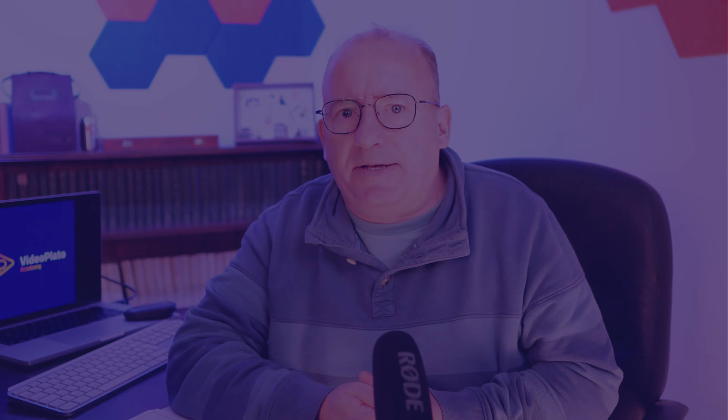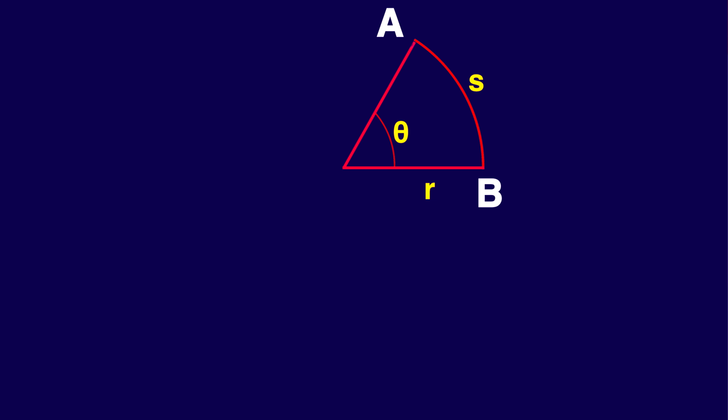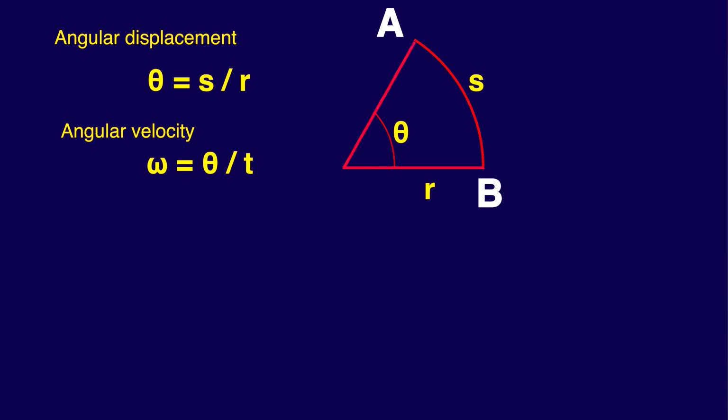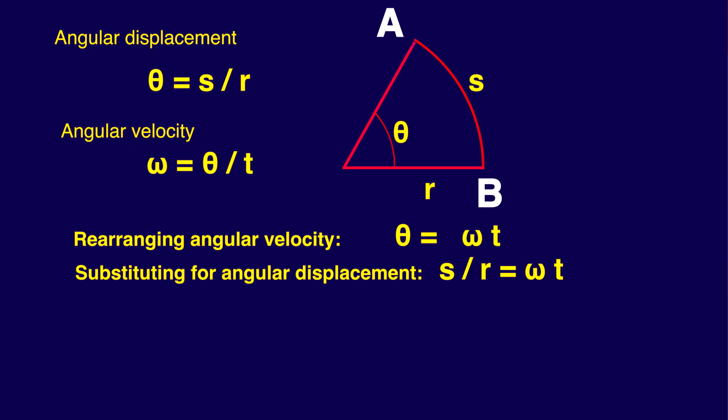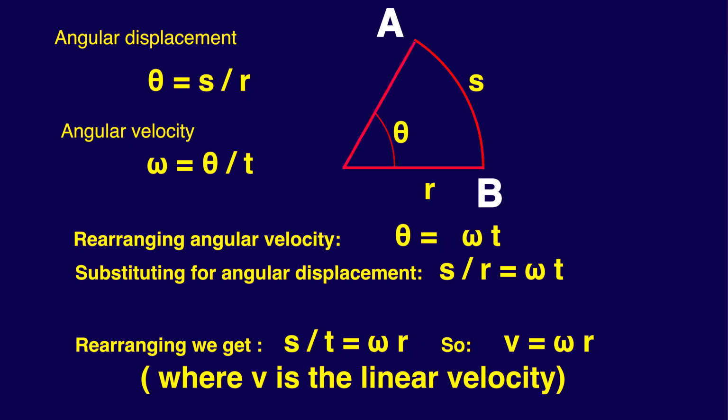How does angular velocity relate to linear velocity? If we take the arc of a circle, AB, and rearrange our equation for angular velocity so that theta equals omega t, then we can see that s over r equals theta, which equals omega t. Rearranging this, we get s over t equals omega r, and since s over t is just linear velocity, we get v is omega r. This gives us the tangential velocity of an object travelling in circular motion.